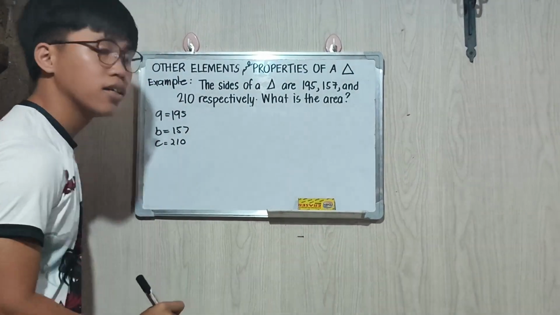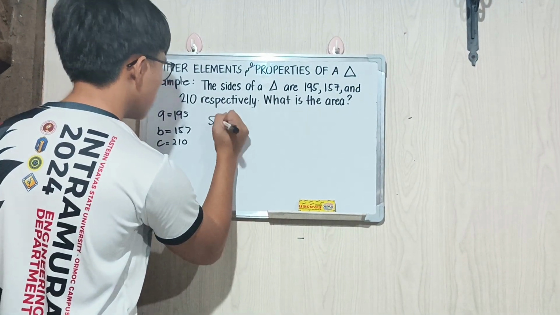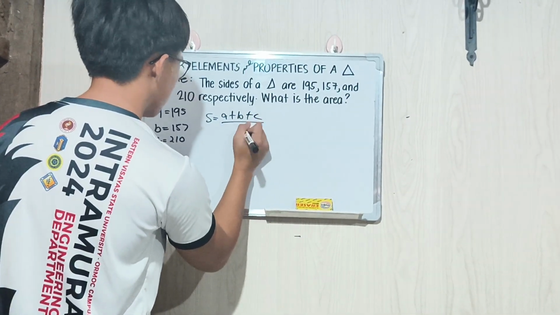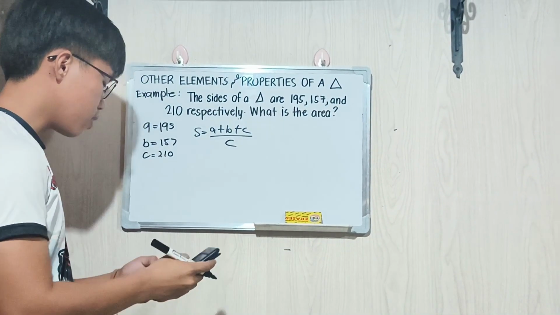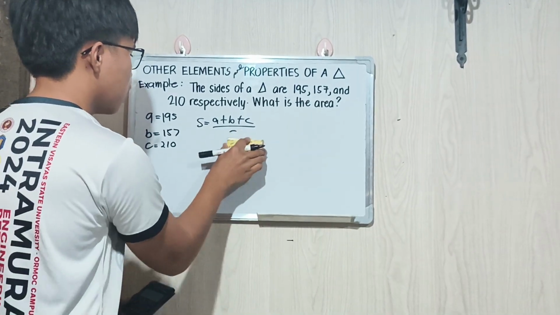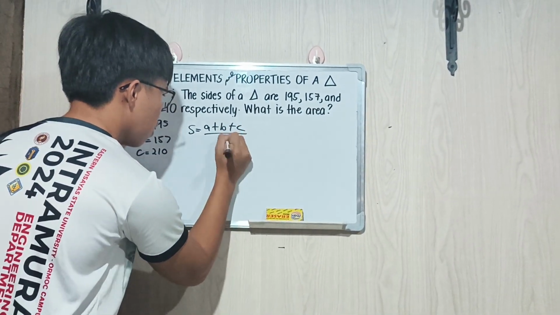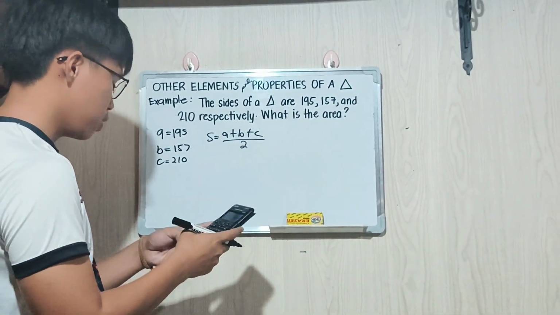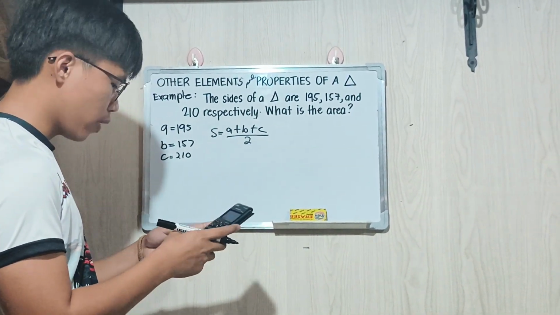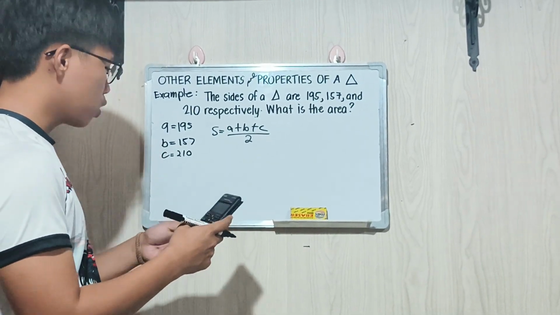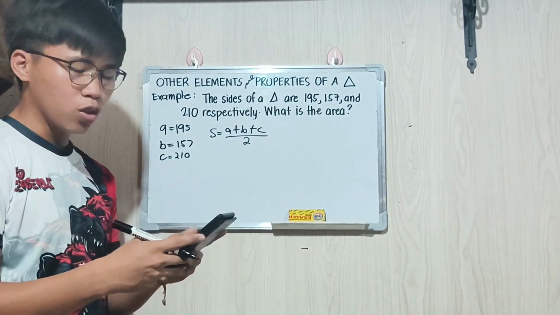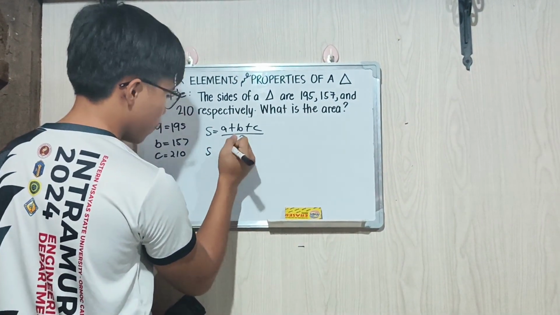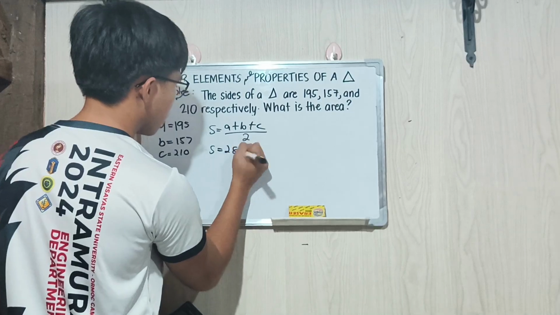So we're going to find the semi-perimeter. The semi-perimeter is equal to A plus B plus C over 2. So 195 plus 157 plus 210 is equal to 562. Divided by 2, that is 281. So our semi-perimeter is 281 units.